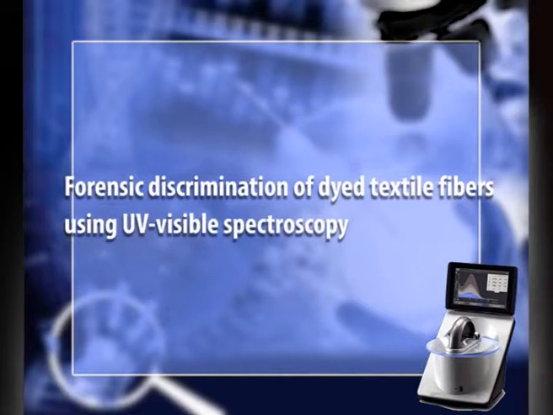Forensic discrimination of dyed textile fibers using UV visible spectroscopy. In incidents involving personal contact such as homicide, assault and sexual offences, as well as hit and run accidents and other crimes, fibers are often encountered as trace evidence. Objects peripherally associated with the crimes, such as weapons or cars involved in armed robberies, also most often have fibers associated with them as trace evidence.